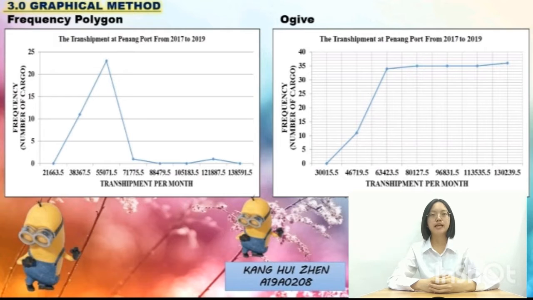I will continue to explain the graphical method. The graphs that we are using are the frequency polygon and the ogive. A frequency polygon is a graphical form of representation of data. The frequency polygon is drawn by using the midpoint and frequency calculated from the data. The ogive is defined as the frequency distribution graph of a series. In this ogive, the horizontal axis uses the upper class boundaries and the vertical axis uses cumulative frequency.